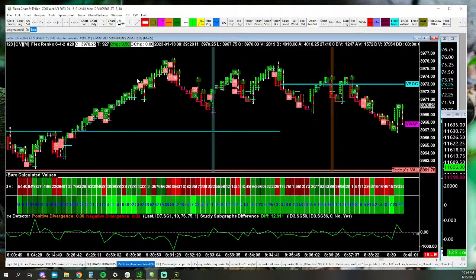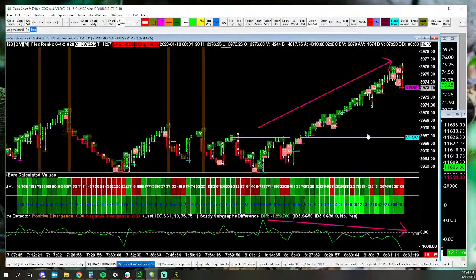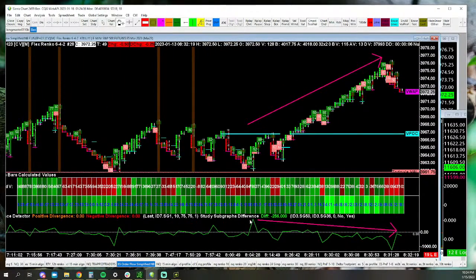Then look at the structure of the market. Is the market making higher lows? Is the market making lower highs? And then what is the indicator doing when we make said lows or highs? So, for instance, here we've got higher highs on the indicator, and here the highs are decreasing. So we know already, when this is just rising up like crazy and you can't get this indicator to hold above the zero line, you know something's up.